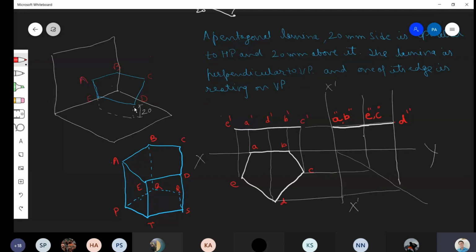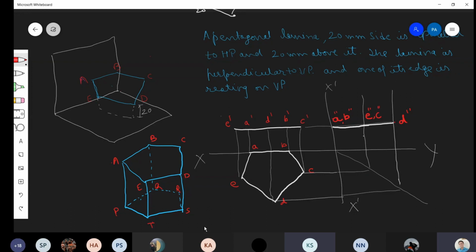Now compare this with this, and suppose this entire thing is resting on the HP, not 20 mm above HP. Now instead of this plain lamina, if I keep this prism on the HP, what will you see? What will you see in the top view? The top view will remain the same.